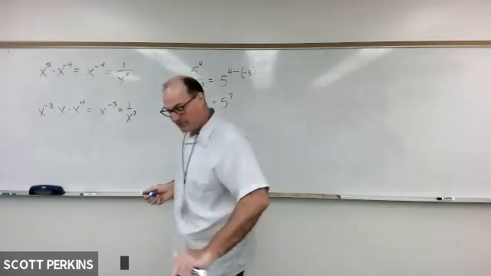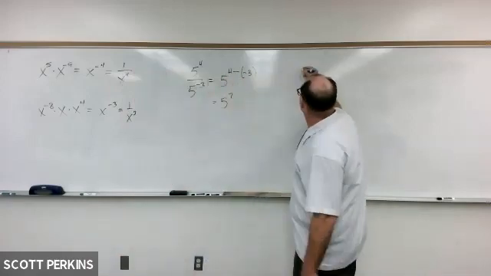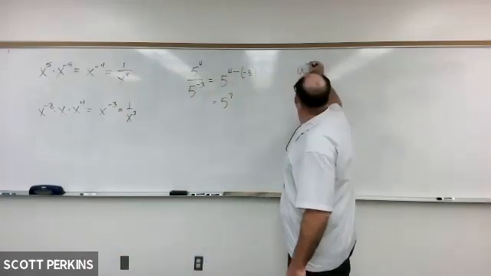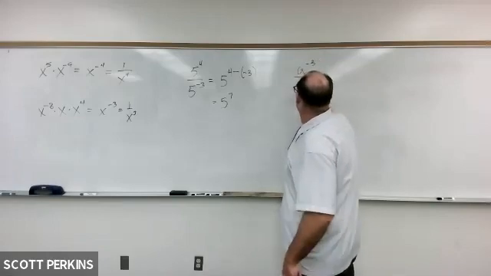So here's another one. I've got several more examples. Your next one. Let's say that you have a to the negative 3rd over a to the 6th power.